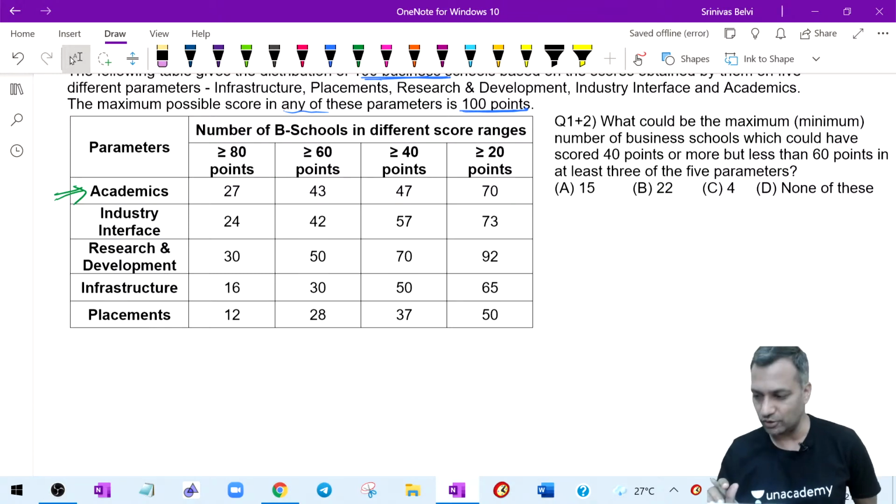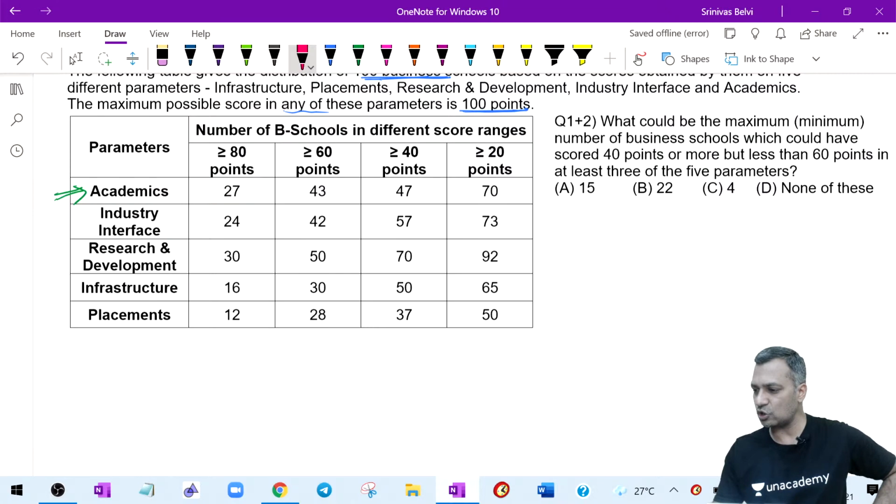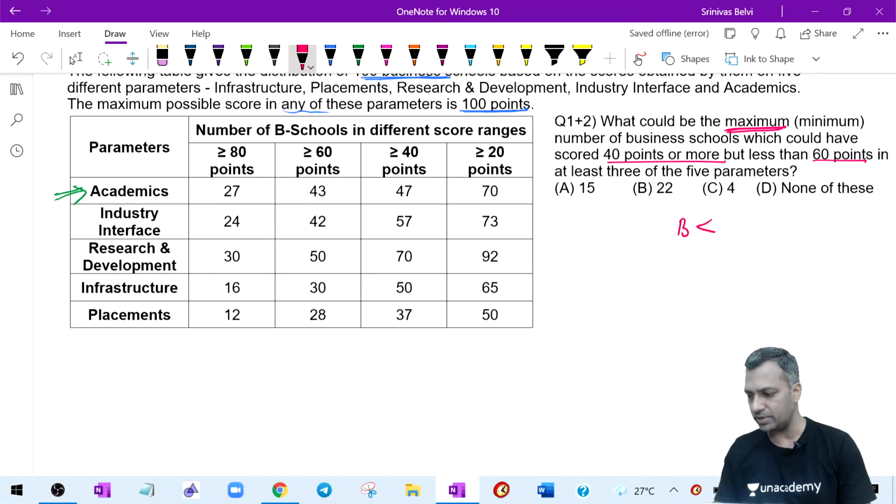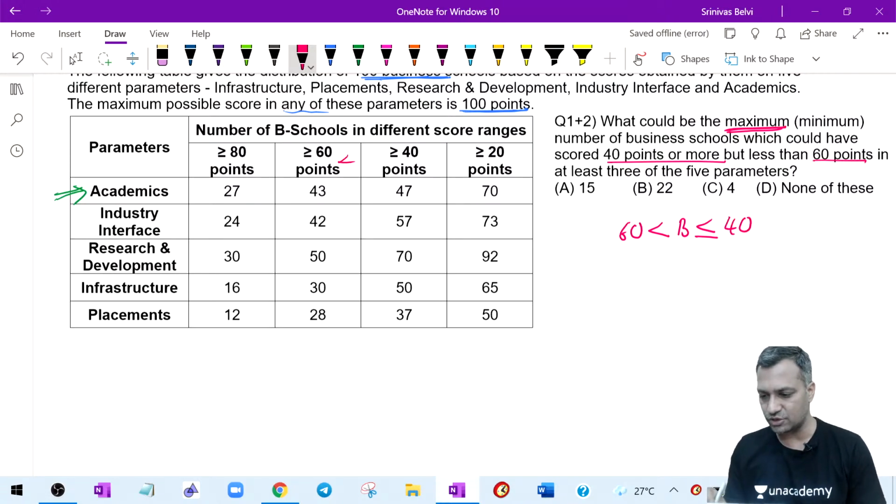Fair enough. All right. Good, Rishabh. Let's go in here. Let's understand the question first. What could be the maximum? Let's do maximum first, and then we'll come to minimum. What could be the maximum number of B schools, out of 100 B schools in the survey, which could have scored 40 points or more, but less than 60 points? First let me identify how many B schools are between 40 and 60.